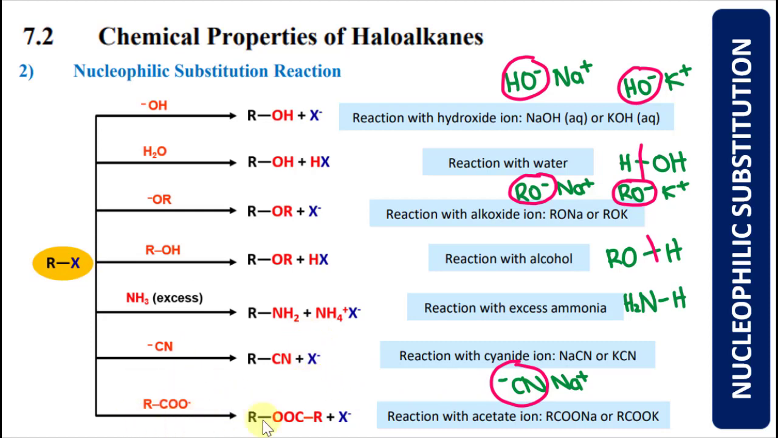And last but not least is the reaction with the acetate ion. We can get the acetate ion from sodium acetate or potassium acetate, or maybe from a carboxylic acid. For the reaction with the acetate ion, the acetate ion will replace the halogen and give us an ester, and the halogen will become a halide ion, which is the leaving group.